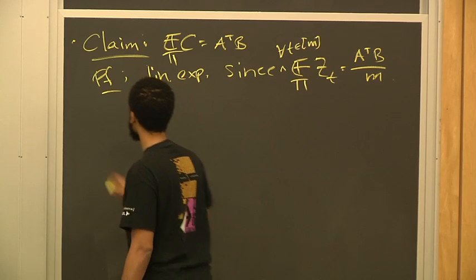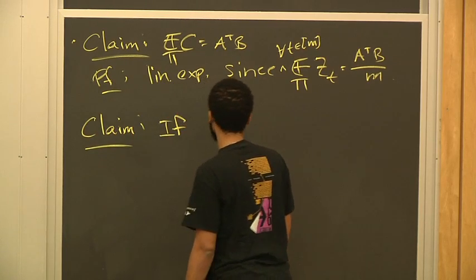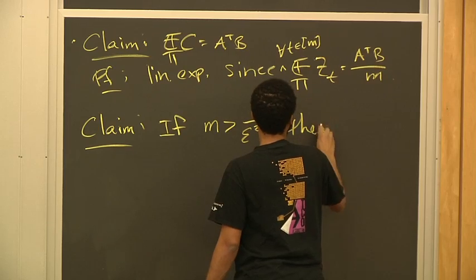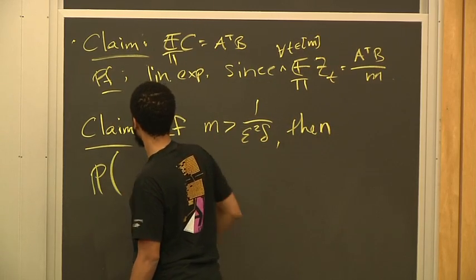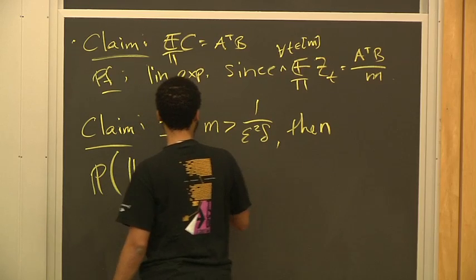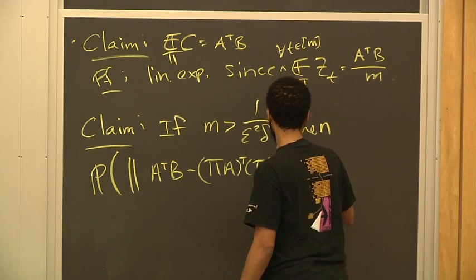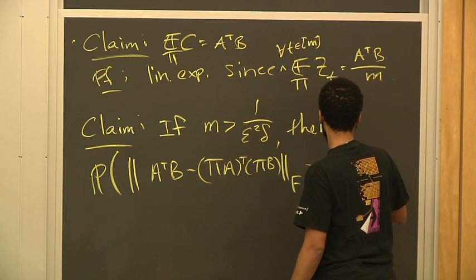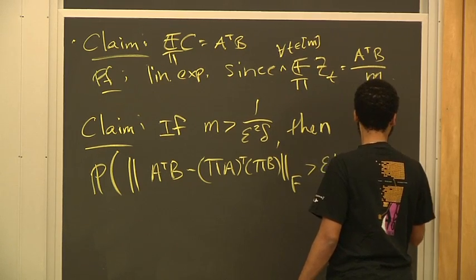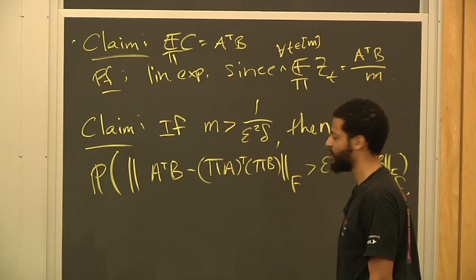Claim: if m is at least 1 over epsilon squared delta, then the probability that the Frobenius norm of A transpose B minus pi A transpose pi B is bigger than epsilon times the Frobenius norm of A times the Frobenius norm of B is at most delta. So let's prove that.